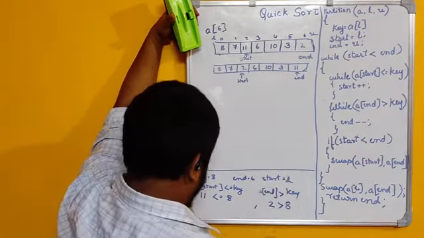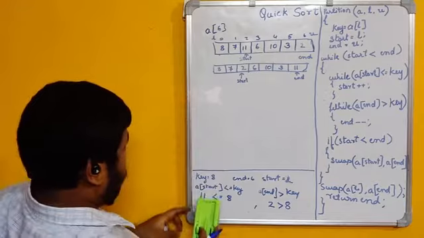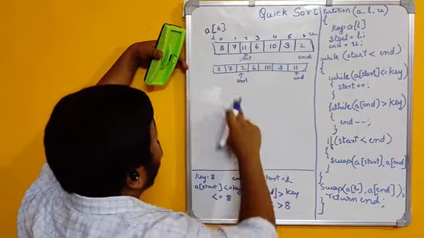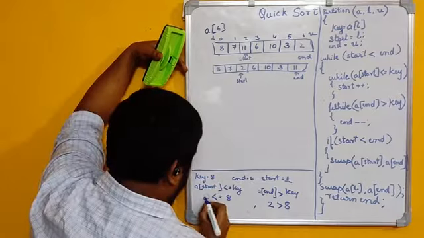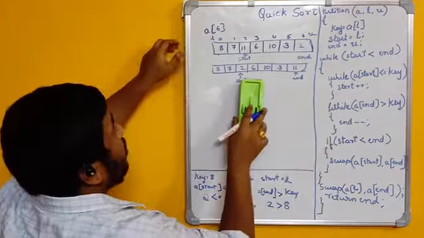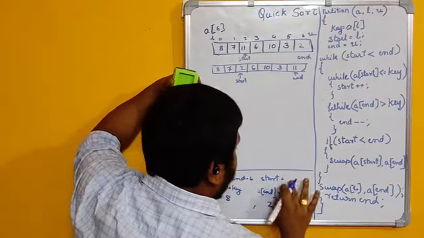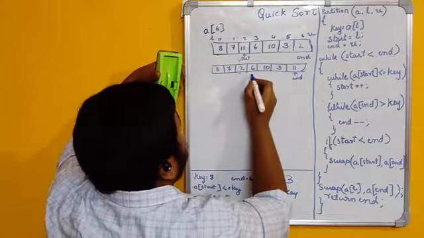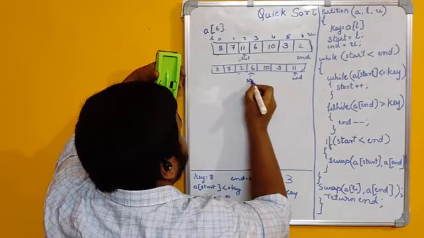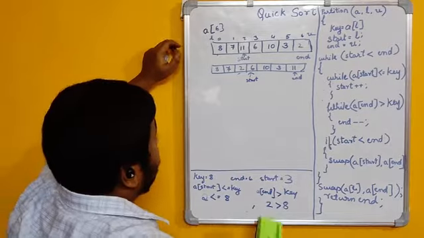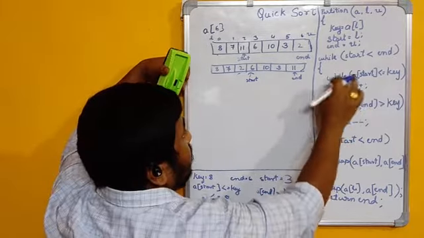A of start is pointing at what position? A of 2. A of 2 is now 2. 2 is less than or equal to key? Yes, the condition is true. So we have to increment the start. Now start value is 3. Okay. Next, again this condition.